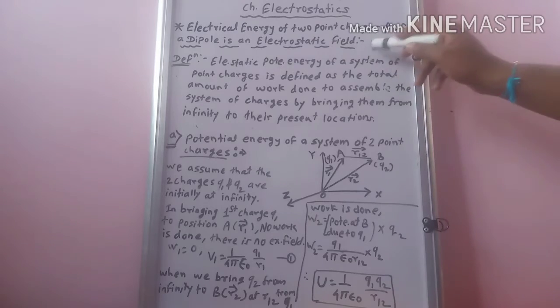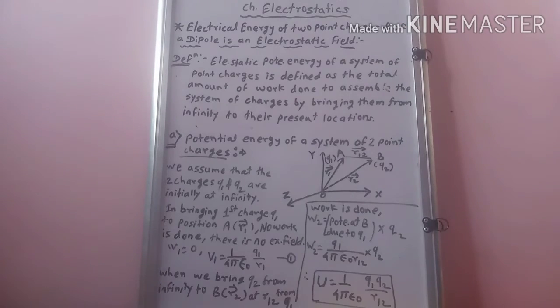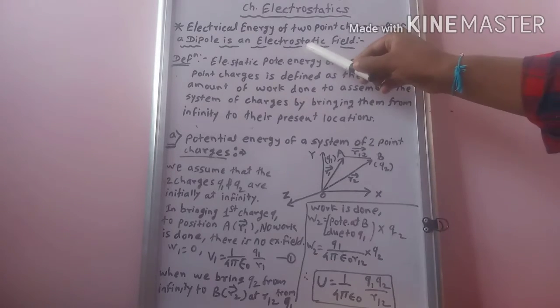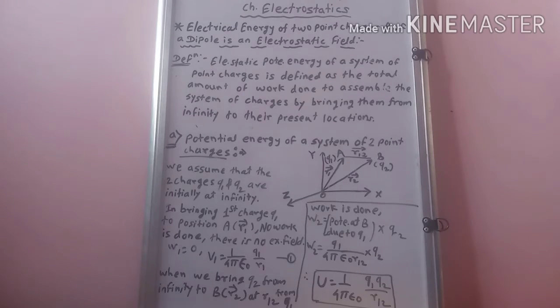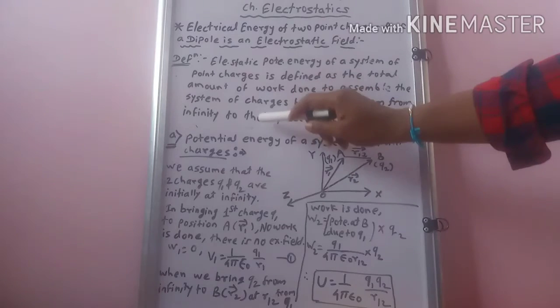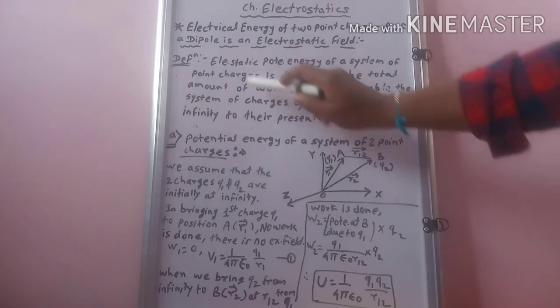We already know what is meant by electrical charges, that is Q1 and Q2. They can be like or unlike charges: plus Q plus Q are like charges, plus Q minus Q are unlike charges. Firstly we study the definition of electrical potential energy.